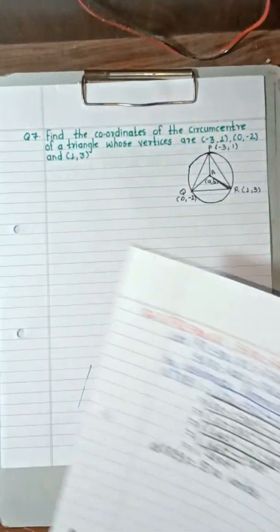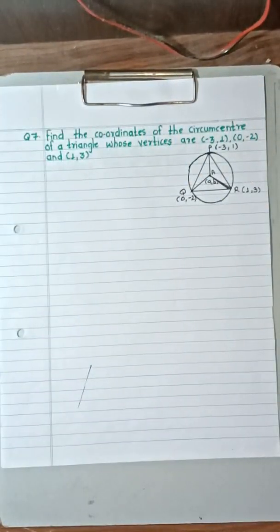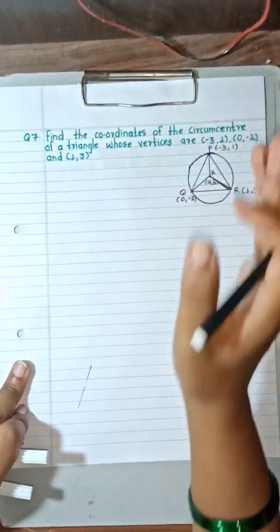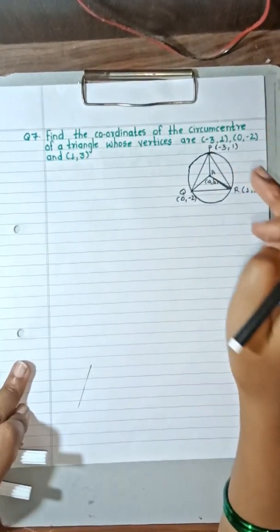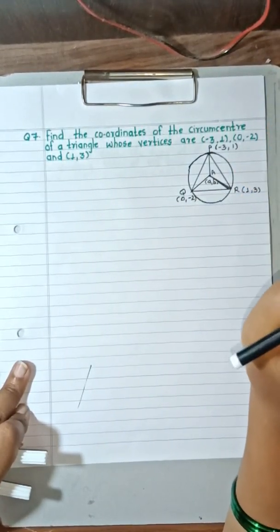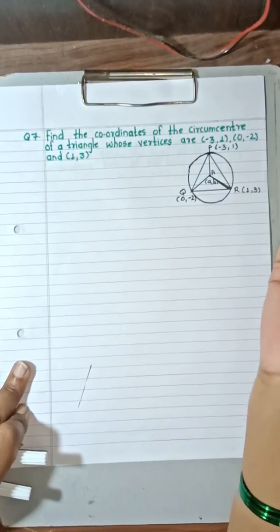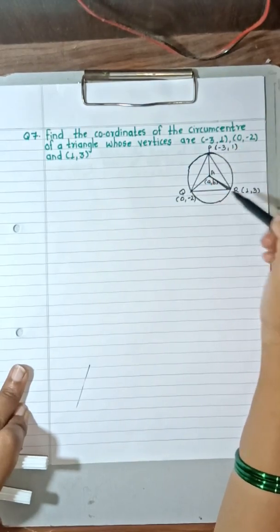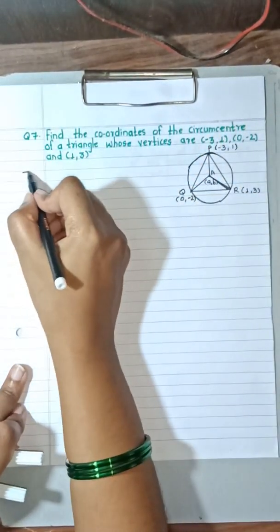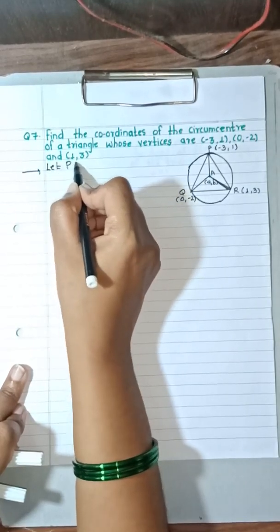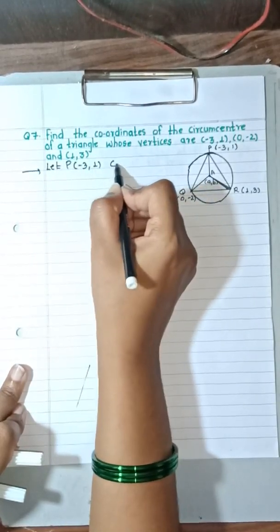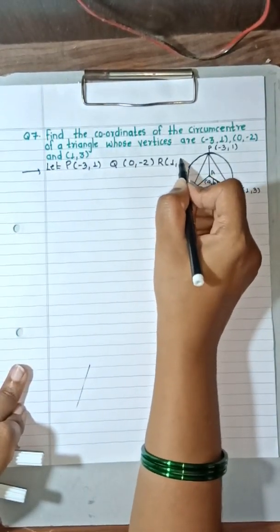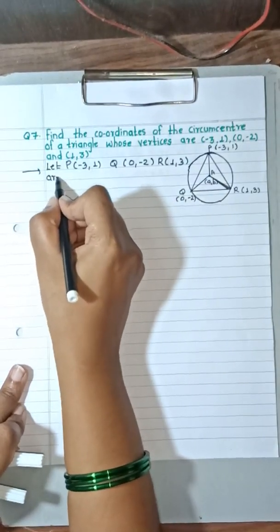Now let us move on towards question number 7. Now children, in question number 7 they have told to find the coordinates of the circumcenter of the triangle whose vertices are (minus 3, 1), (0, minus 2) and (1, 3). So what we'll do, we'll name these coordinates as P, Q and R. So I'll write down here first. Let P(minus 3, 1), Q(0, minus 2) and R(1, 3) be the vertices, and A(a, b) the circumcenter of the triangle.